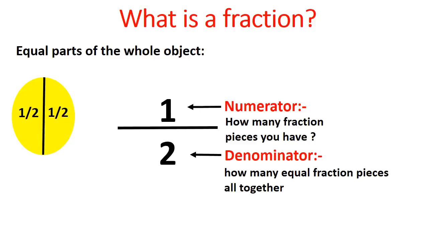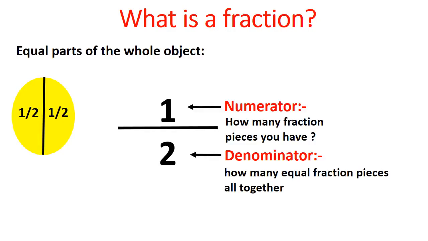So again, a fraction consists of 2 numbers and 1 fraction bar. The first number is the numerator that tells me how many fraction pieces I have. Then second, we have our fraction bar, the line that is between the numerator and the denominator. Then we have the denominator that tells me how many equal fraction pieces all together. So the denominator is the total number and the numerator is the fraction pieces I have.